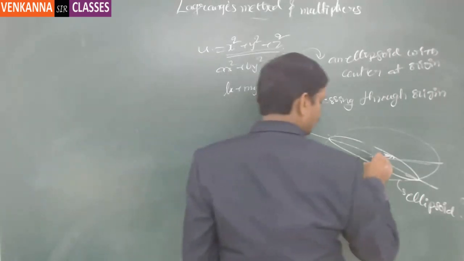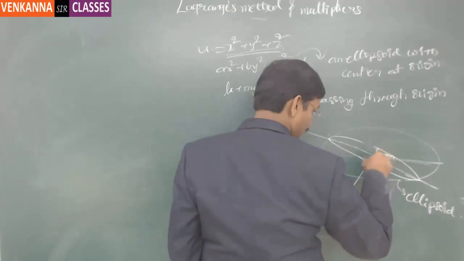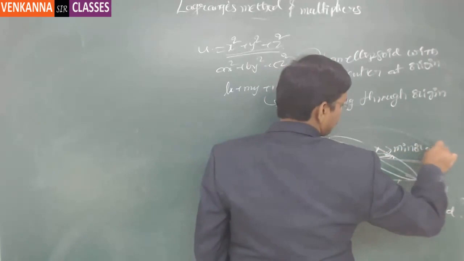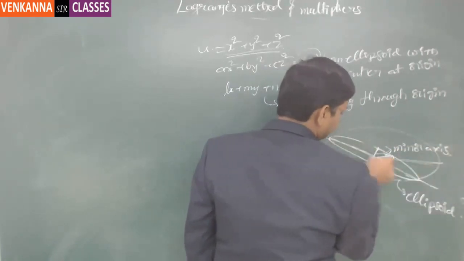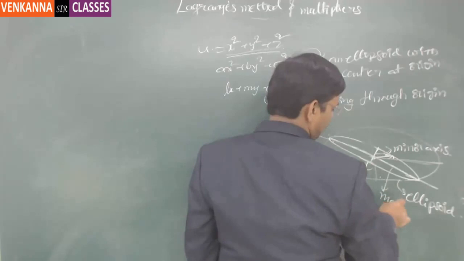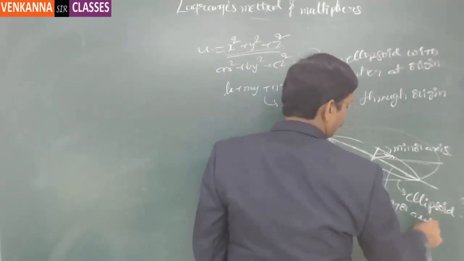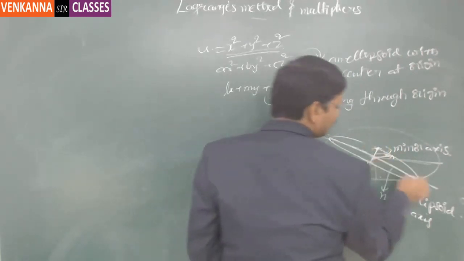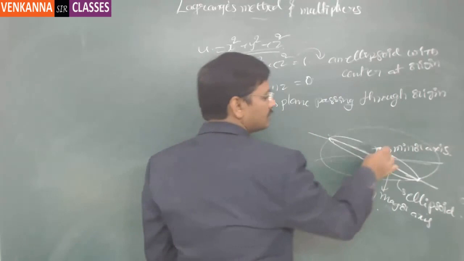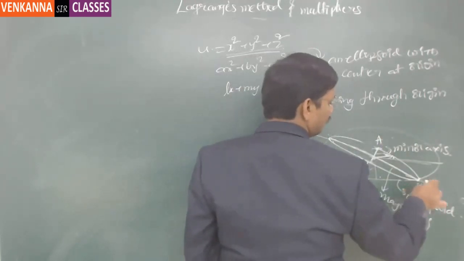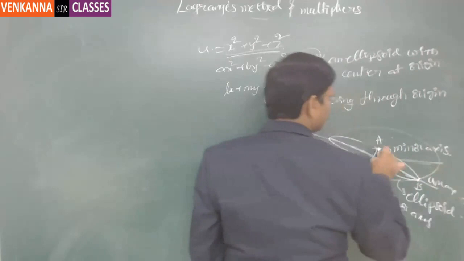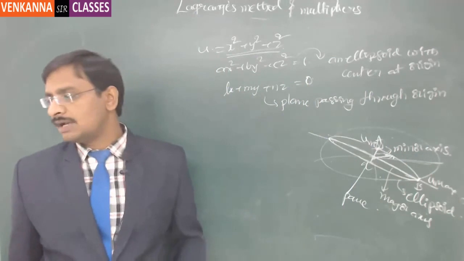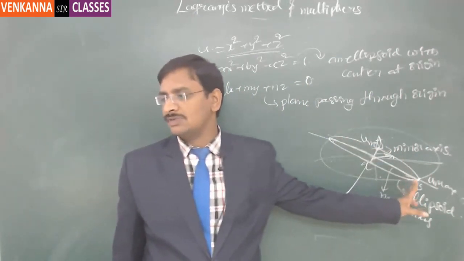So this ellipse has a minor axis and this is the major axis. From the origin, the distance is minimum at the minor axis end and maximum at the major axis end. These are the 2 points, this is A and this is B. So this is U max and this is U min. Got it? So the end of the minor axis gives the minimum value, and the end of the major axis gives the maximum value.